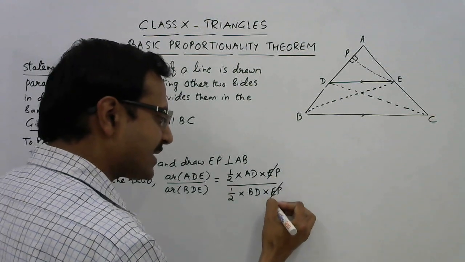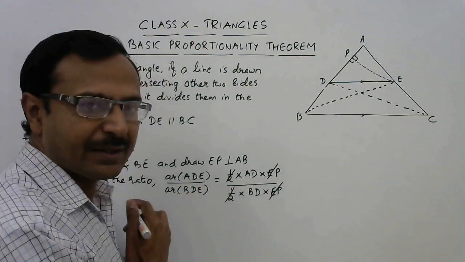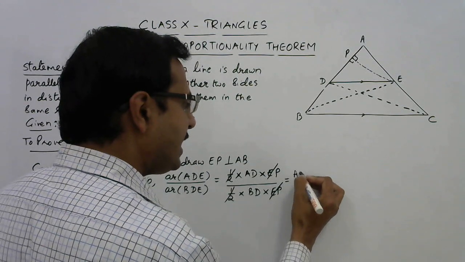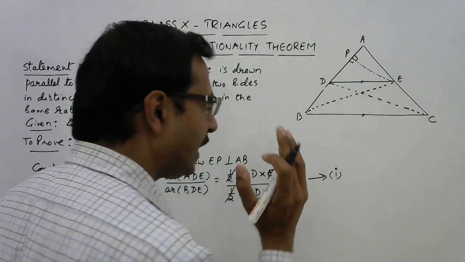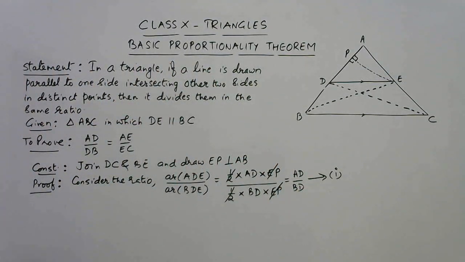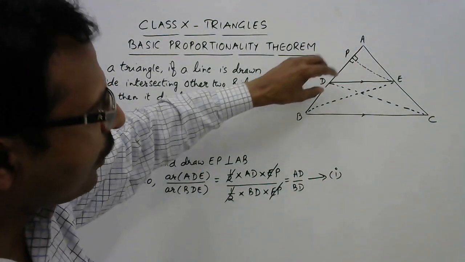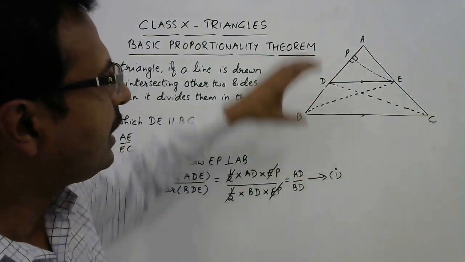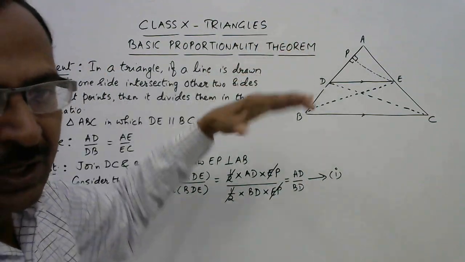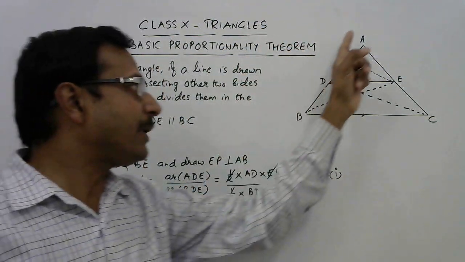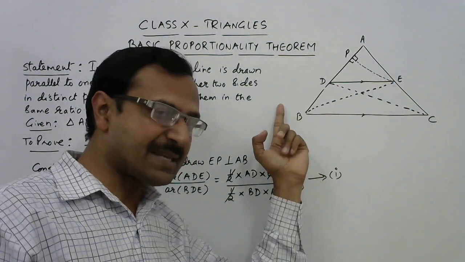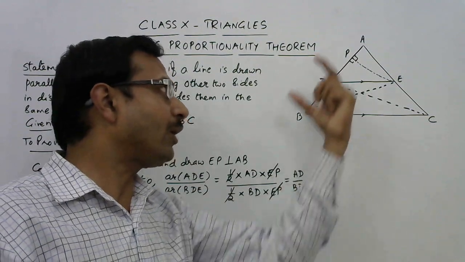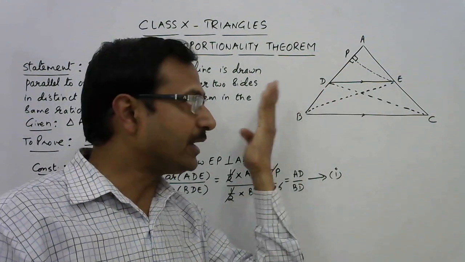So EP gets cancelled and half also gets cancelled, thereby giving you AD upon BD, which is the first equation which is required in this proof. So you need to remember this first step, that area of triangle ADE and area of triangle BDE should come out to be AD upon BD. Now see, when I consider the ratio starting from ADE and BDE, so both the bases were on this side, then I got the ratio of the two sides which are on the left hand side.